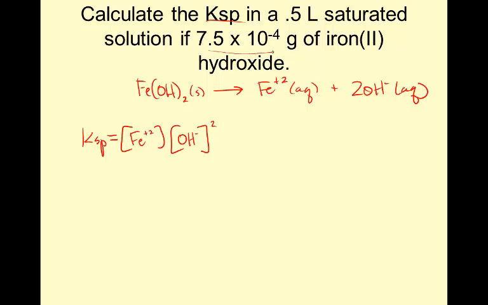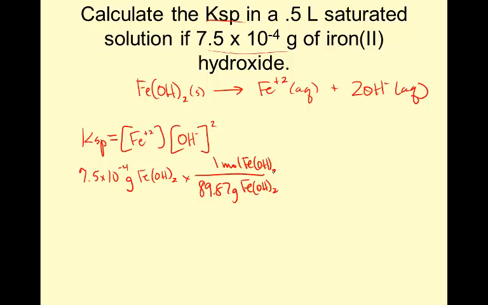All right, so we know that 7.5 times 10 to the negative 4 grams saturated the solution. So this is how much iron hydroxide dissolved. So let's take that 7.5 times 10 to the negative 4th grams of Fe(OH)2 and change it into moles. So we take 1 iron, 2 hydrogens, 2 oxygens, and we get 89.87 grams of iron hydroxide for every mole. Where'd I get that? You got it. Right. And we find out that there's 8.35 times 10 to the negative 6 moles of iron hydroxide in the solution. But wait, there's more.